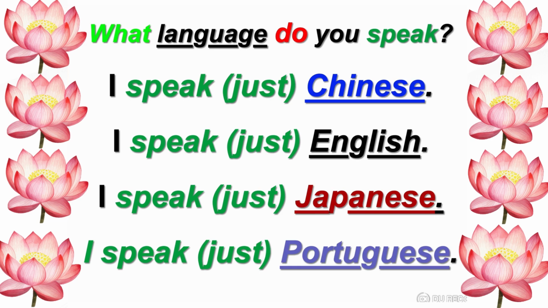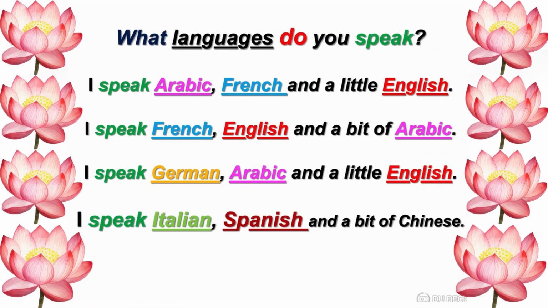Let's see the plural form. In this slide we have many languages. What languages do you speak? In this question, we can answer with two languages or more. For example, you can say, I speak Arabic and French. So two languages. Or you can say, I speak Arabic, French, and a little English.